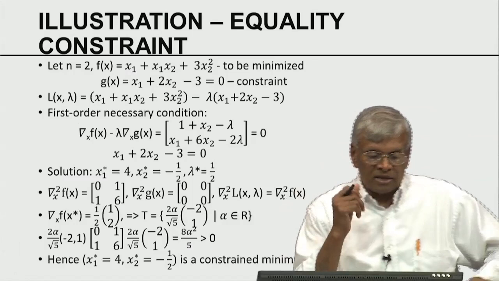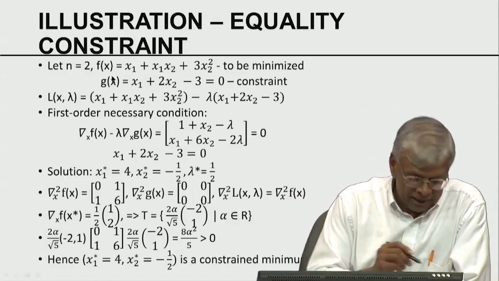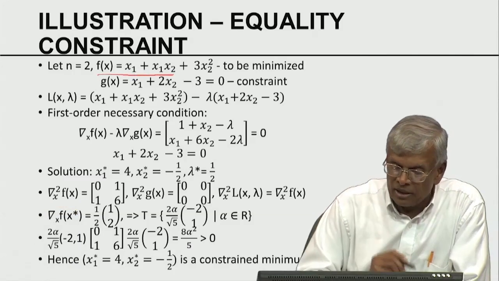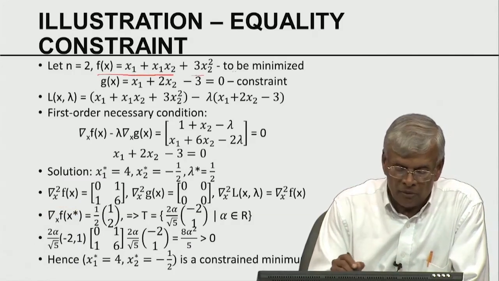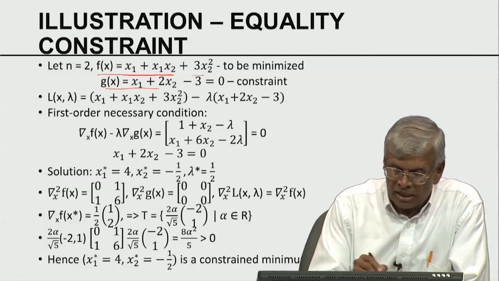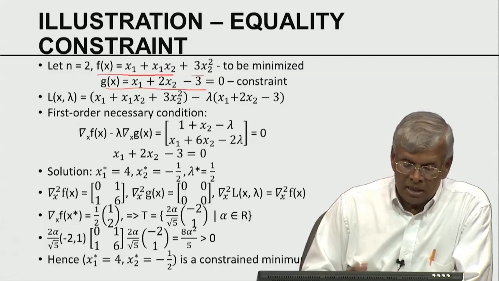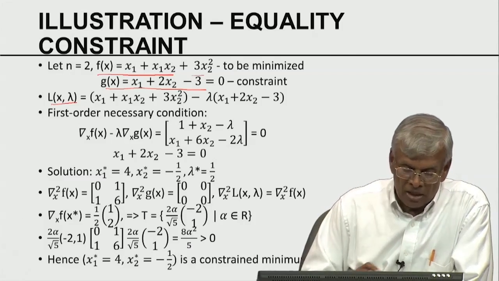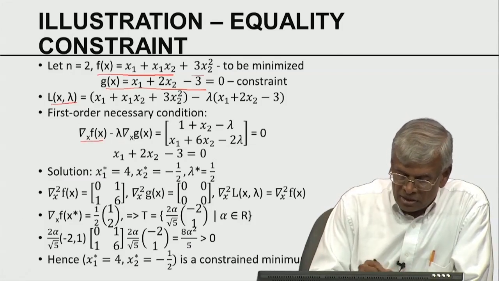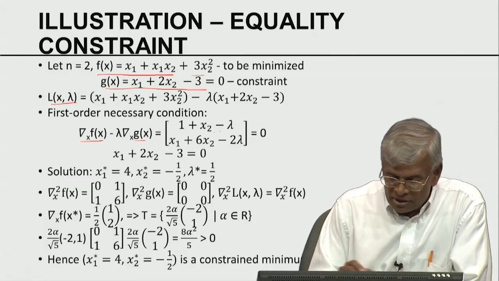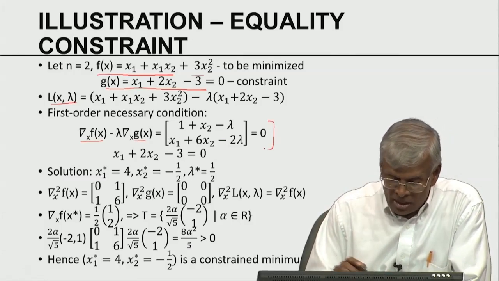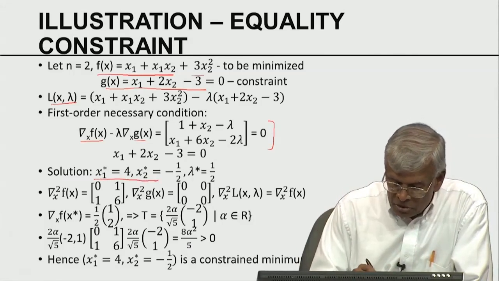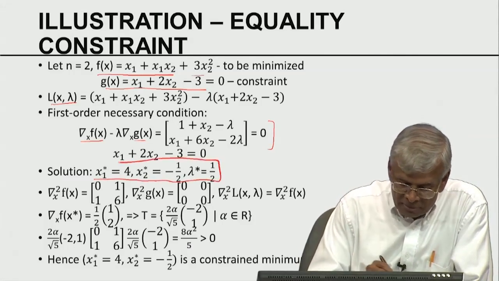Now, I am going to illustrate by a simple example. Let n be 2, let f be given by this, that is a nonlinear function, you can readily see. I want to minimize this, I am considering an equality constraint problem. I am considering a Lagrangian function. I compute the first order necessary condition. So, the first order necessary condition gives rise to these two equations. I solve these two equations and I get this optimal solution to be this. So, that is the optimal solution.